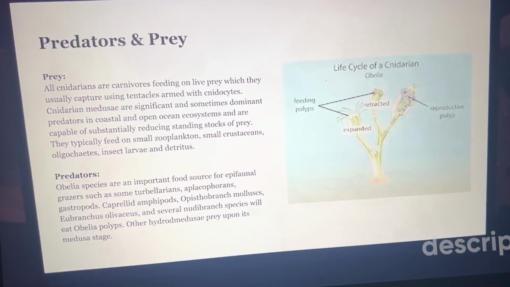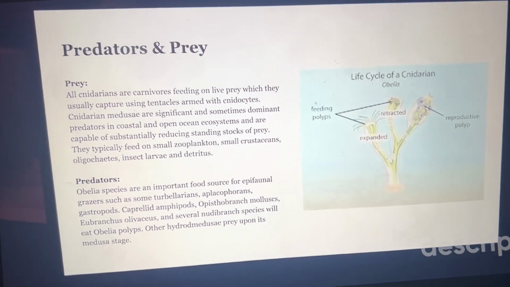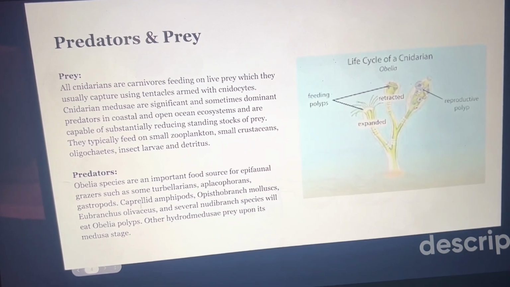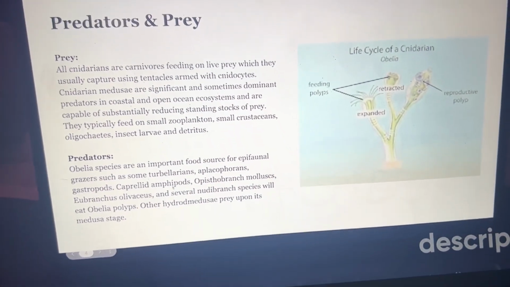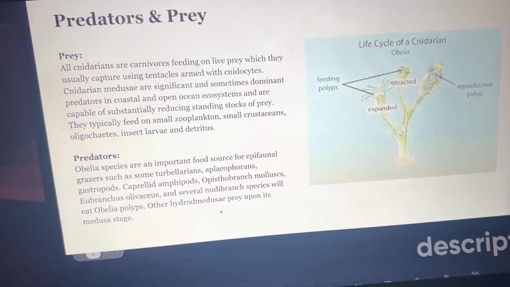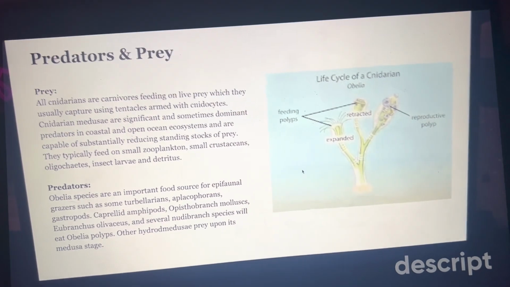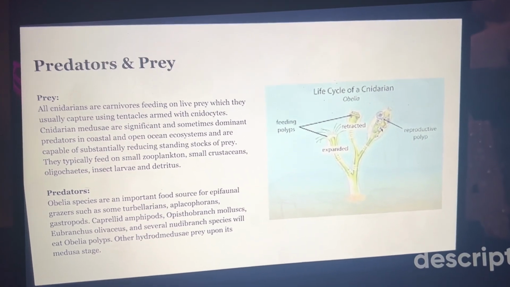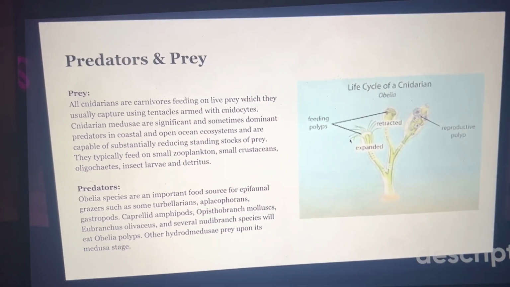They're predators. Obelia species are an important food source for, I'm not going to be able to pronounce these. So these are Obelia polyps' predators, and then other hydromedusae prey upon the Obelia in its medusa stage. And then this is a little picture, kind of what an Obelia looks like. The right side is its reproductive polyp, and both of these are expanded and retracted feeding polyps.